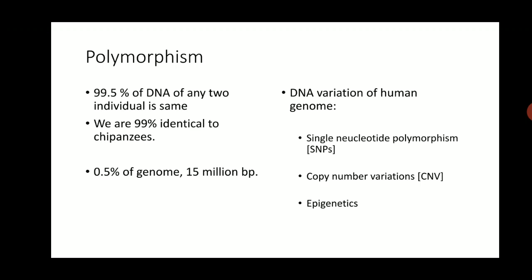Now, what makes two individuals different from each other? The answer to this question lies in three things: single nucleotide polymorphism, copy number variation, and epigenetic changes.